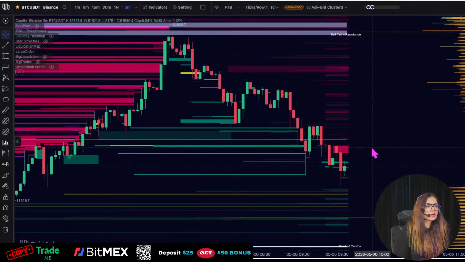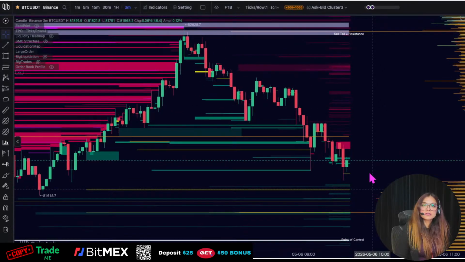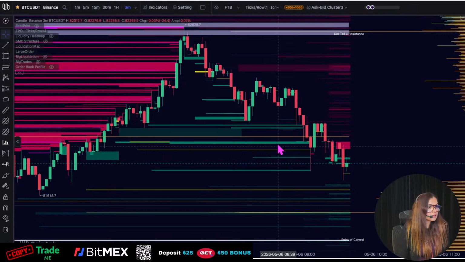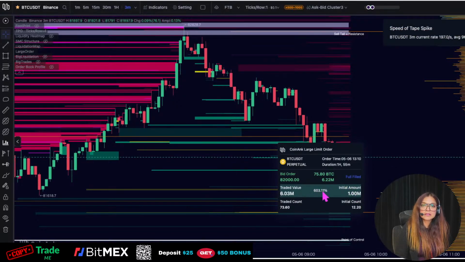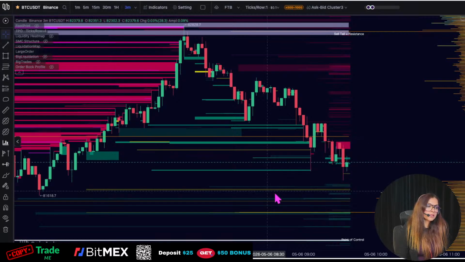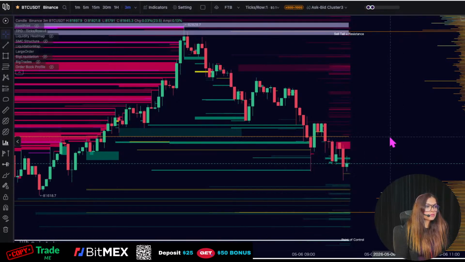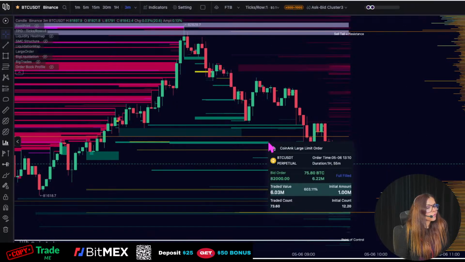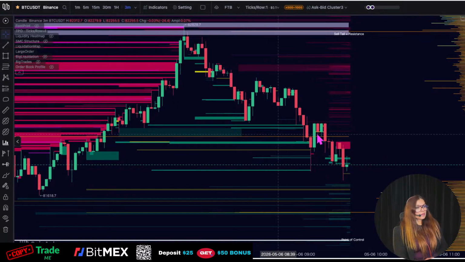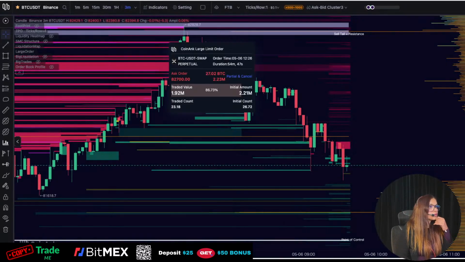It's Bitcoin, so there's a lot of participants in the market, right? Here we had a full fill. So this was fully filled, 603% more than the initial order was for. As you can see here, 603. So the initial amount was 1 million and traded was 6.03 million, and that's a long order. Okay, so that was executed. What is price doing?